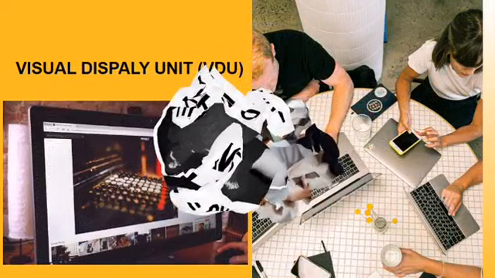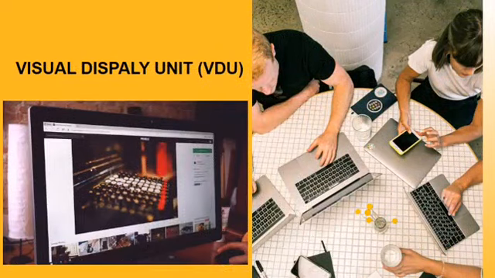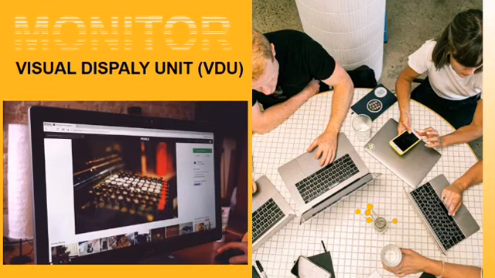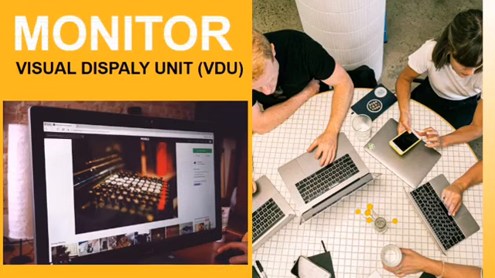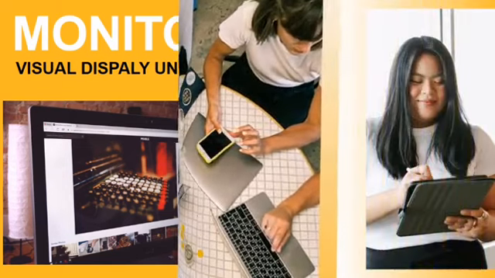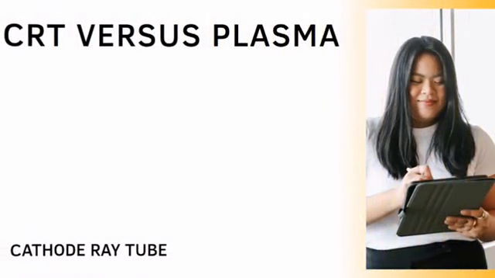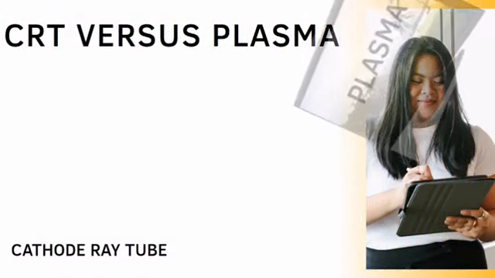The first we shall be considering under the output devices is the monitor, otherwise known as the visual display unit, and it has only one objective, which is to display the content of the system unit for the user. That means the user gets to monitor what he or she is doing via a screen.